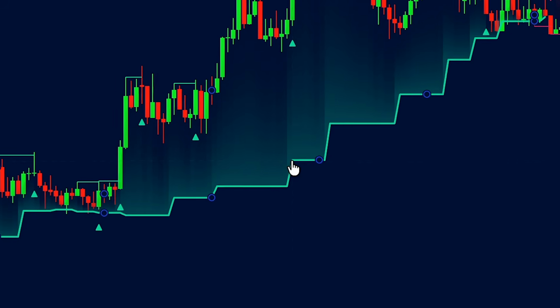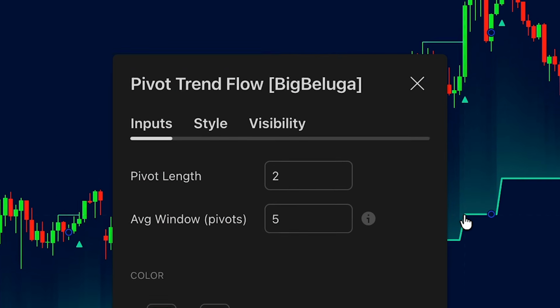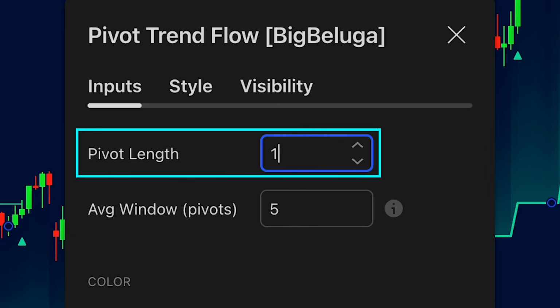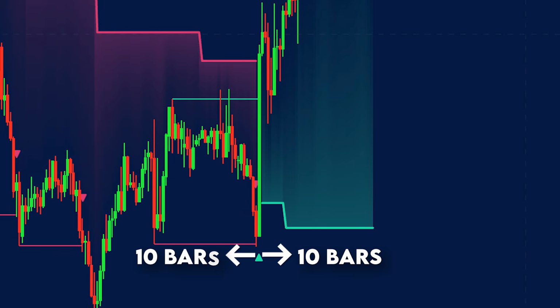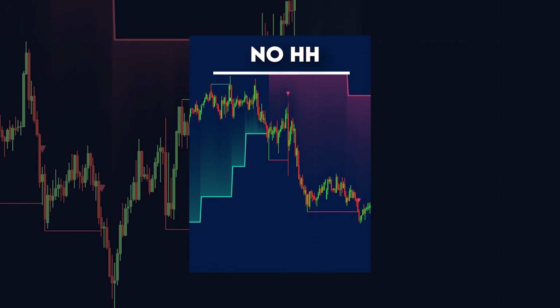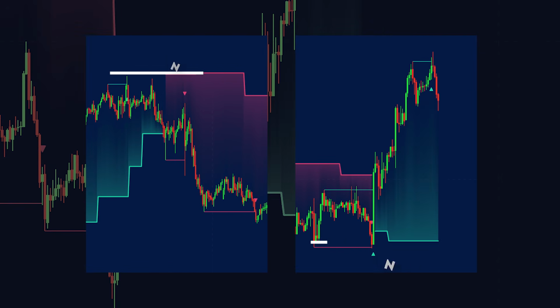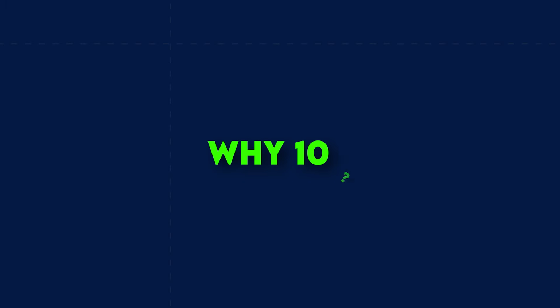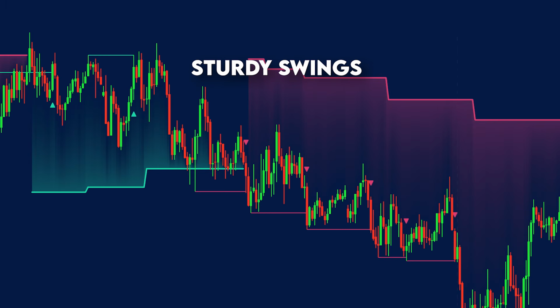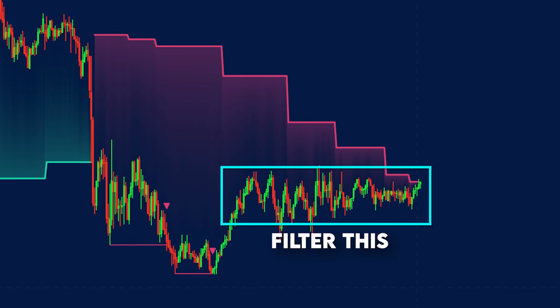Now, to get the best performance from this indicator, let's get your settings right. First is pivot length, which I'll be setting to 10. In TradingView terms, a pivot gets confirmed when you have 10 bars on each side of the turning point. No higher high for a pivot high, no lower low for a pivot low. About 10 bars left, 10 bars right, proving the swing is legitimate. Why 10, you ask? Because it gives you sturdy swings and filters tiny fake moves that don't matter.